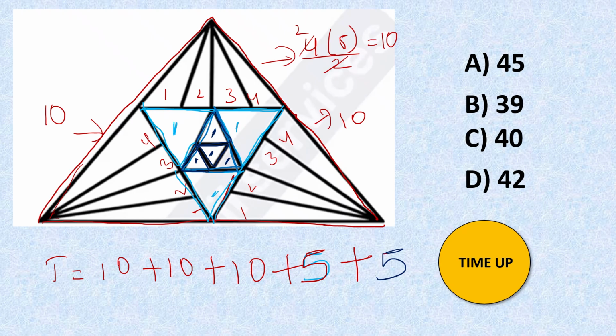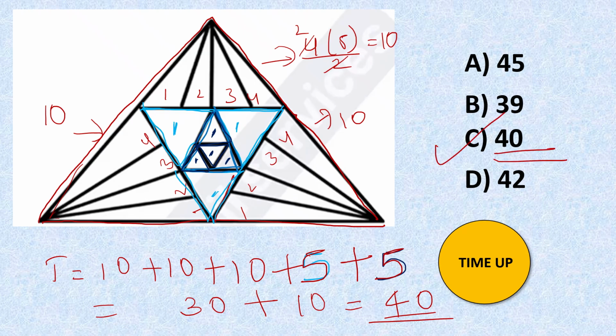Okay, so it will be 10 plus 10 plus 10 plus 5 plus 5. So 10 plus 10 plus 10 will give you 30, plus 5 plus 5 will give you again 10. So that comes to 40. So the correct answer will be C, 40. Understood? So if there are extra triangles, you need to add those also. Okay? So you need to visualize carefully also.